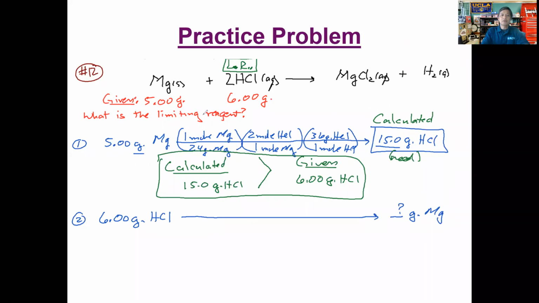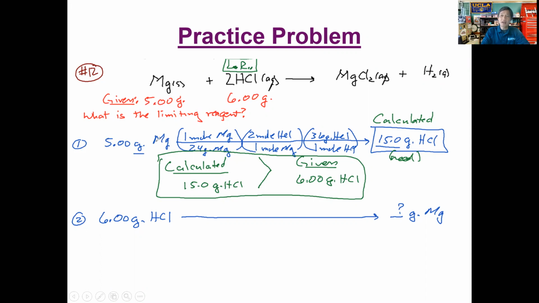So let me go ahead and do this. We were given these amounts. This is the chemical reaction right here. We were given these amounts of each of the reactants, and we were asked to determine what the limiting reagent is. In the very first stoichiometric conversion, I just arbitrarily chose 5 grams of magnesium. That was the given amount of magnesium.